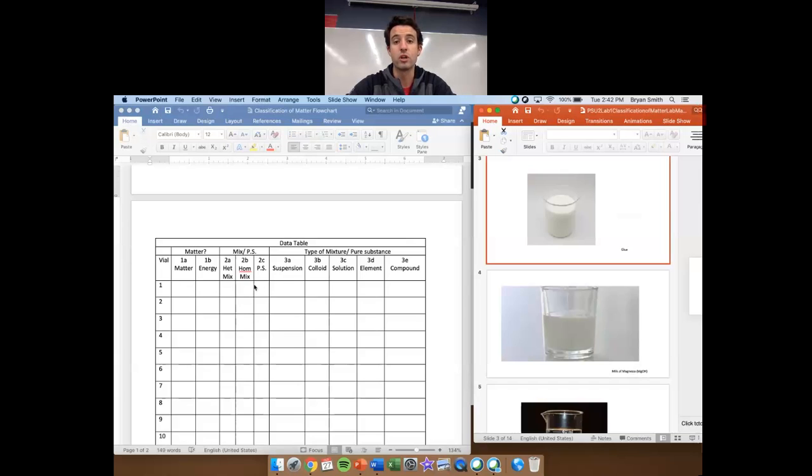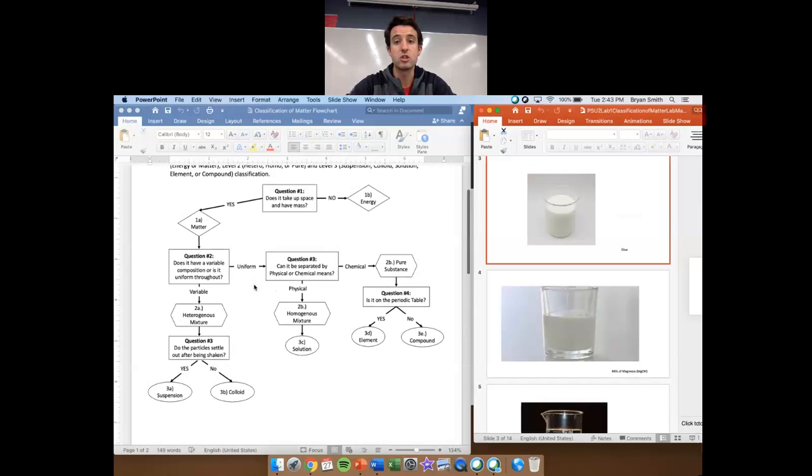Then you're going to move over to the 2s. In order to get to the 2s, you're going to have to answer question 2, and you might have to answer question 3. Let's go through them. Question number 2 says, does it have a variable composition or is it uniform throughout? If you say it's variable, you move on to 2A. If you say uniform, you move on to question number 3. Now, you might be wondering, what does that mean? Variable composition or uniform throughout? If something has a variable composition, it's going to look different. If something is uniform, it's going to look the same.